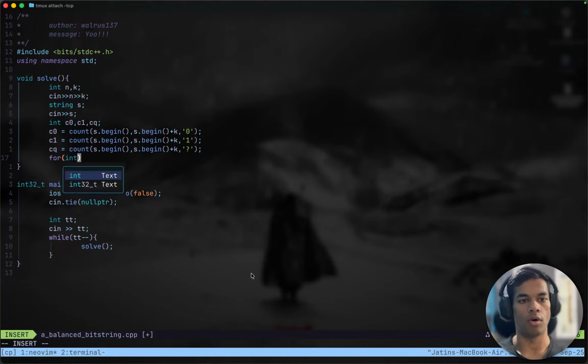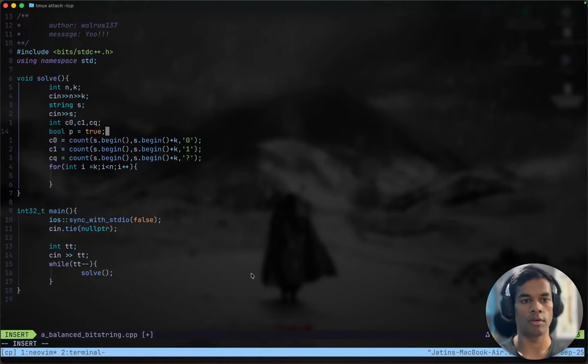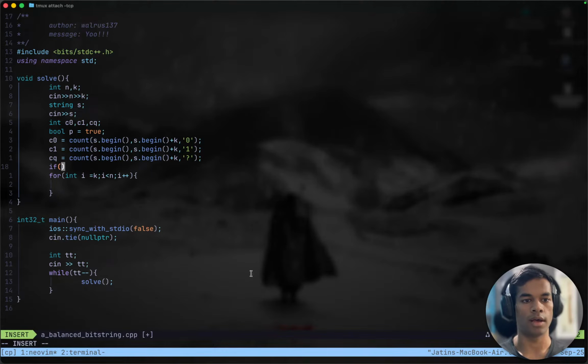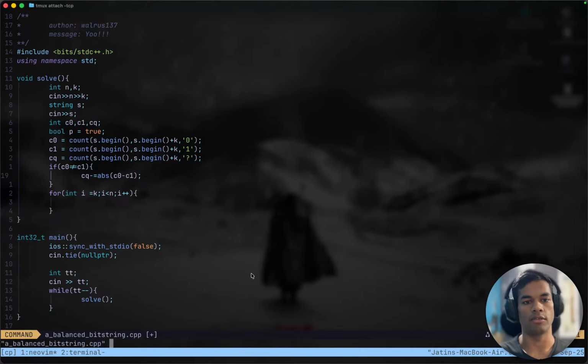And now for int i equals k, i less than n, i plus plus, we will start iterating from here. And we will also have bool possible equals true, and if c0 is not equal to c1, then I have to change cq to something, and these question marks to something. So cq minus equals the absolute value of c1 minus c0. Whatever is the difference that I need, it has to be there.